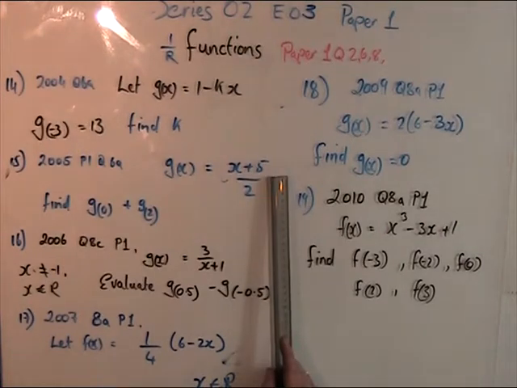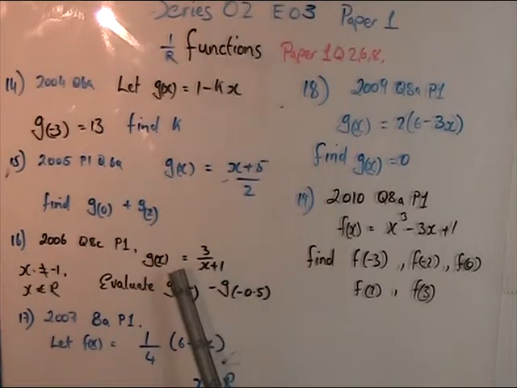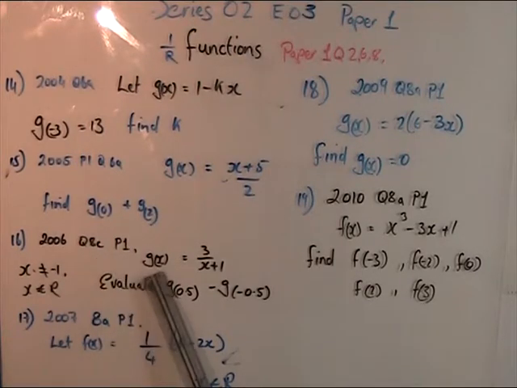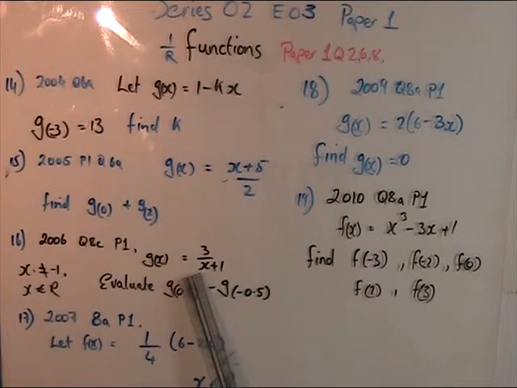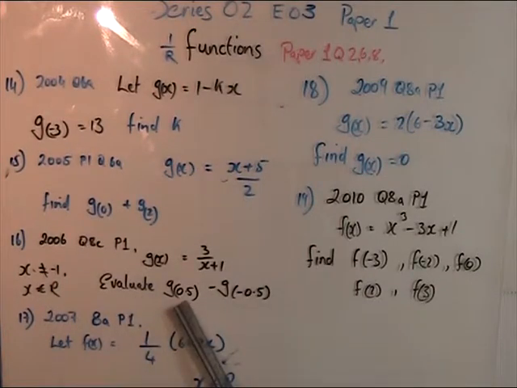There it becomes, well that's not, yeah that is. And there's another one here. Okay, so they're becoming fractions. Okay, so now, let's just look at one of these here. It says 2006 8C paper 1, g of x is equal to 3 over x plus 1. Evaluate g of 0.5.